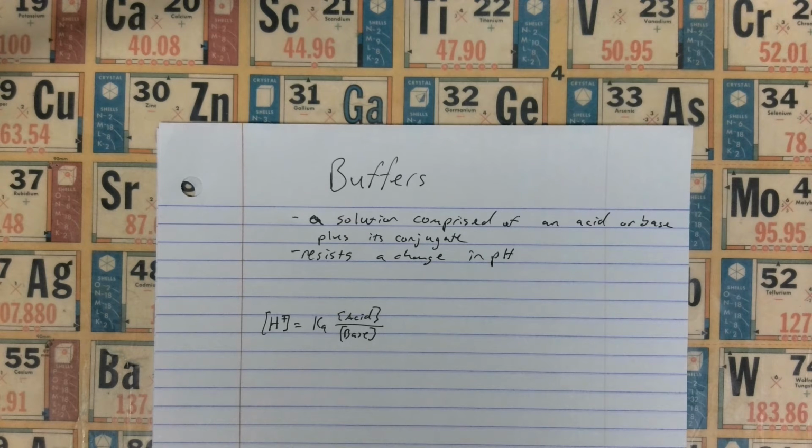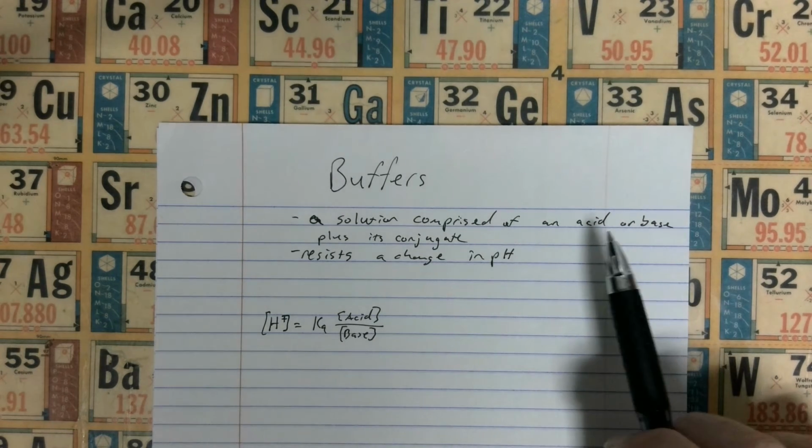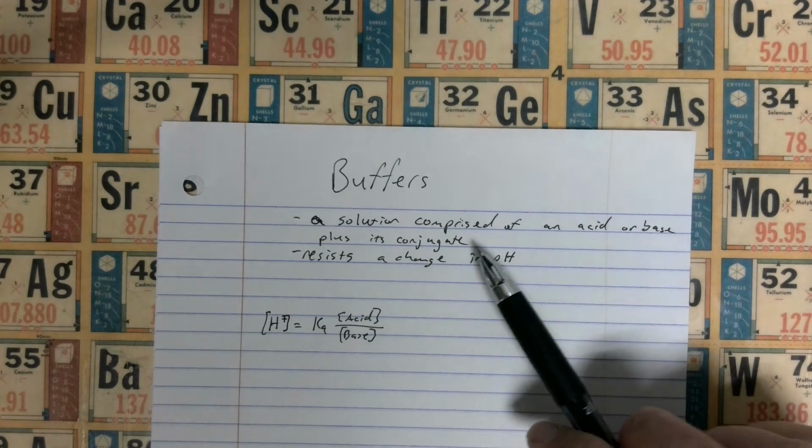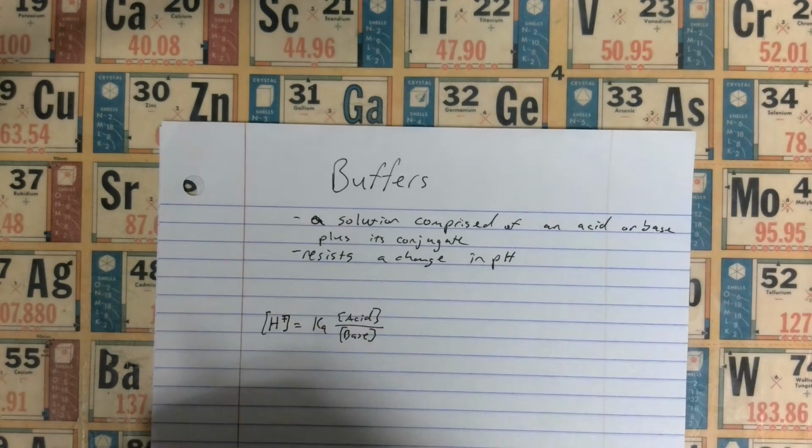And so it has both of those things in it. What its purpose is, is to resist a change in pH. Because you have both an acid and its conjugate base or a base and its conjugate acid, whether we add acid or base to this solution, it's going to have both. It's going to be able to counteract both.